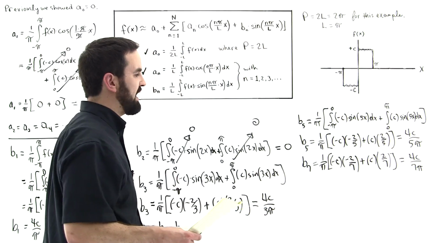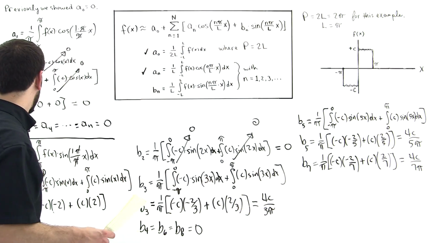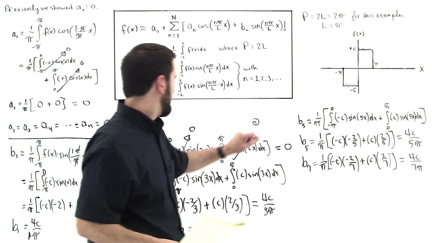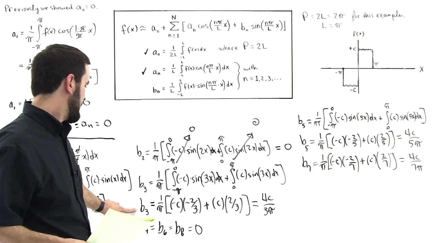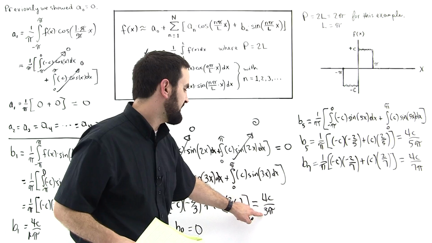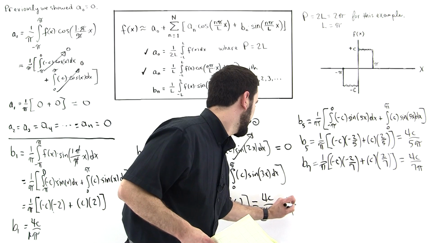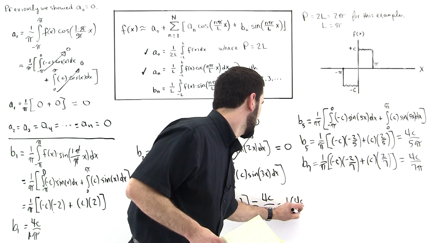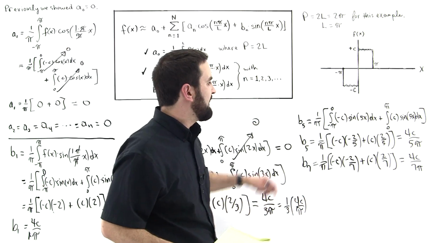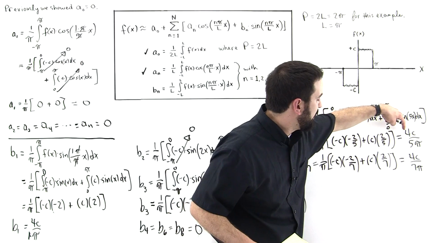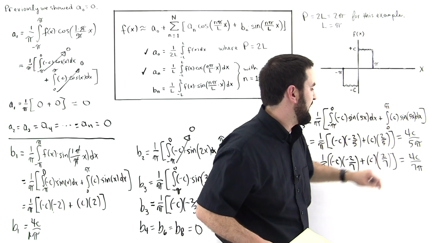Are you starting to see the pattern? Look, B3, let's see, B1, 4C over pi. This is 1 times pi, isn't it? And look, B3 is 4C over 3 pi. So look, it's basically, this is equal to 1/3 times 4C over pi. And then this is equal to 1/5 times 4C over pi. Do you see that?